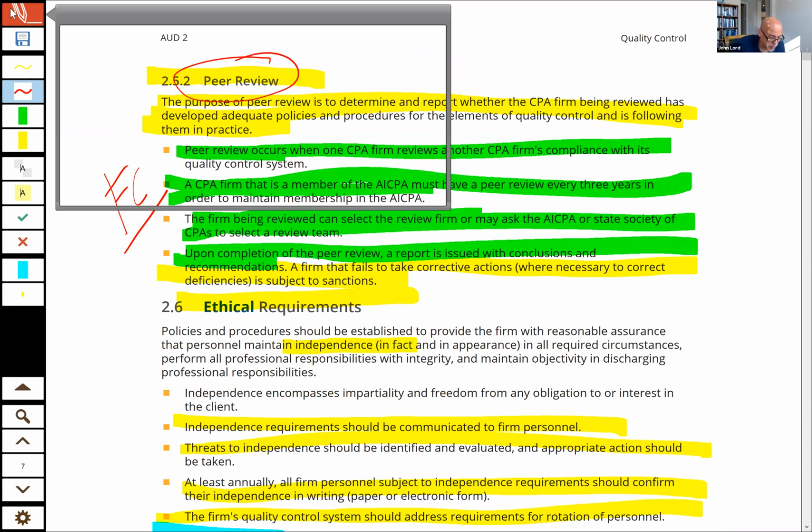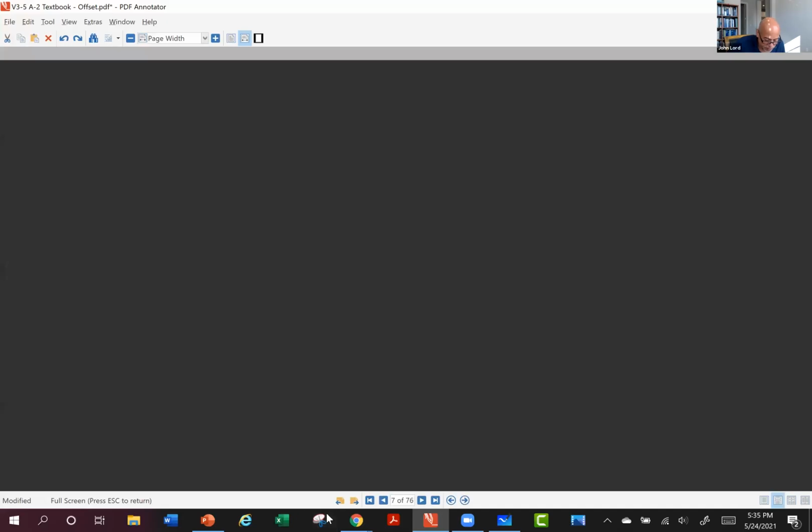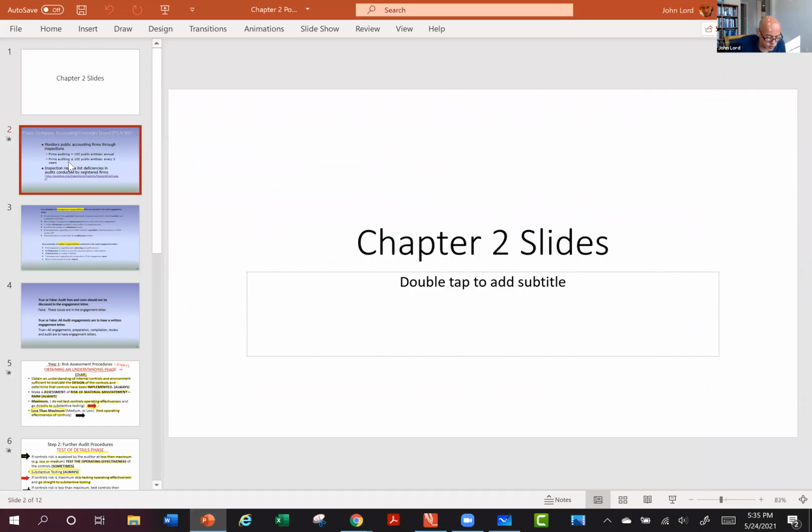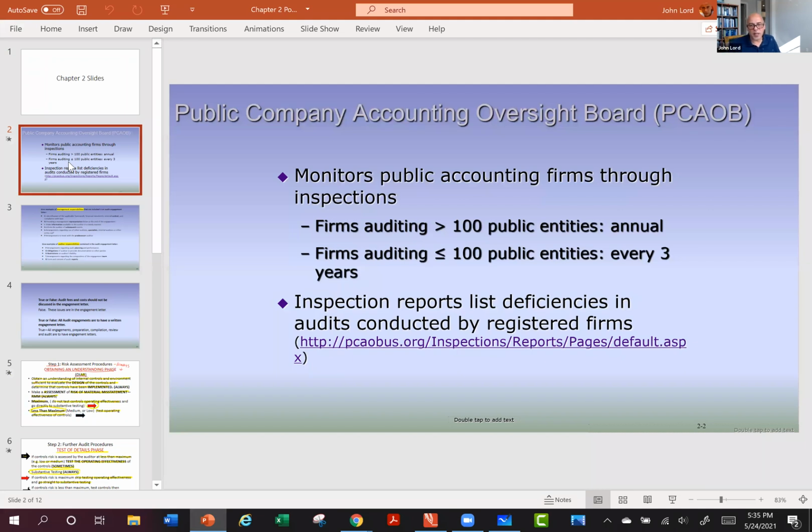Okay, now one thing that I wanted to mention before we leave this area of peer review. There is a flashcard for Chapter 2 here, and you're like, really? And the answer is yes. I have had a dream that the CPA exam loves to ask this. And some students told me this same question kept coming up over and over again. Okay, so what happens? If you audit more than 100 public companies, then you have to have a peer review annually.